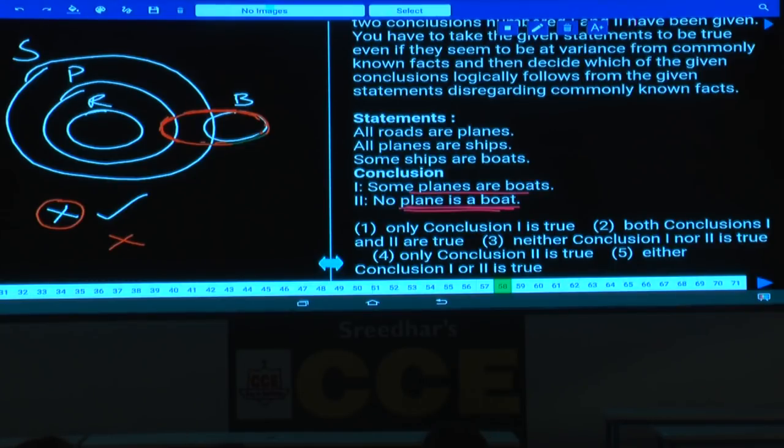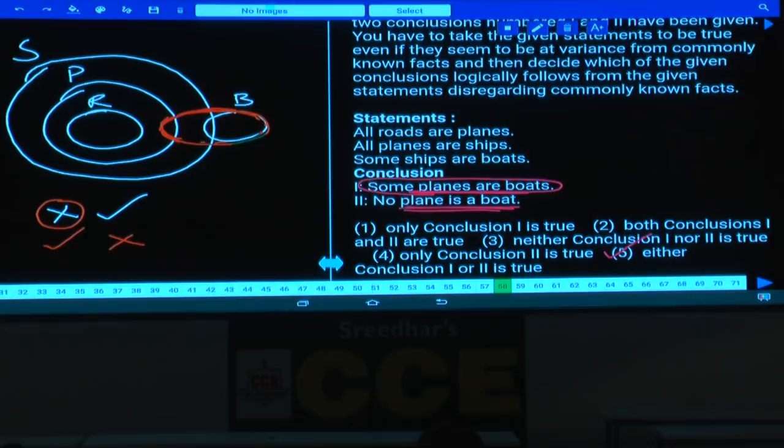Now the first one, what is the first conclusion which was false earlier? Here, some planes are boats. Now tell me whether some planes are boats has become true or not. Isn't it? Now it has become true. Now the first conclusion has become true. Then what is your answer here? Whenever the second conclusion follows, first will be false. If the first is true, second will be false. Hence between these two only one must follow. Both cannot happen at the same time. Then what is your answer here? Either one or two. Clear now?